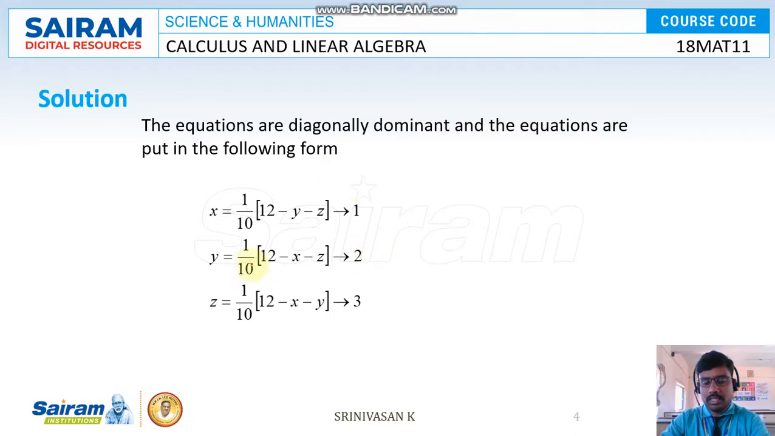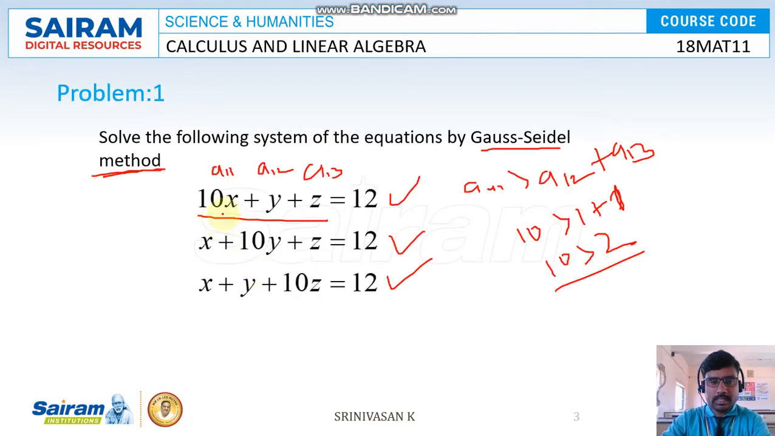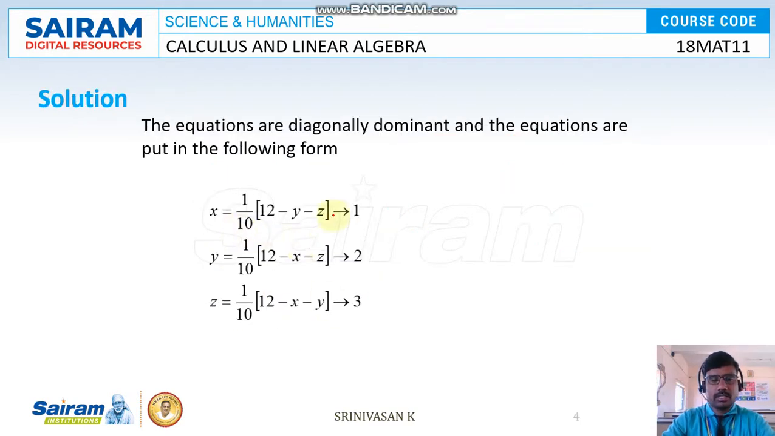The equations are put in the following form. Taking the remaining terms to the opposite side, we get x. In the first one, write x equal to a function, in the second one write y equal to a function, and in the third one write z equal to a function. This is equation 1, this is equation 2, and this is equation 3. From equation 1, x equals 1 by 10 into (12 minus y minus z). Similarly, y from the second equation and z from the third equation.